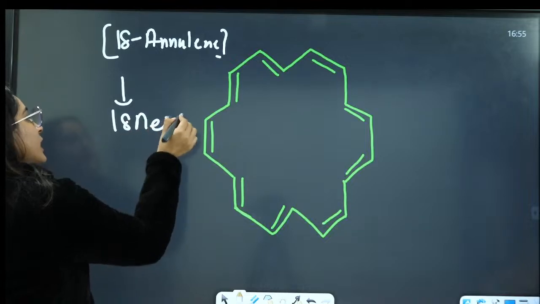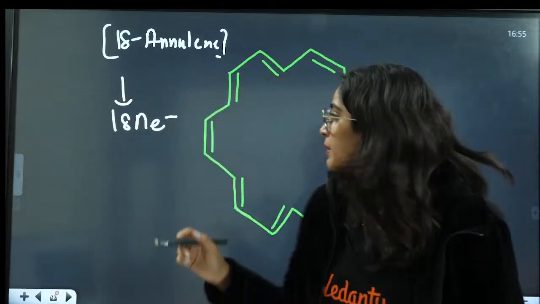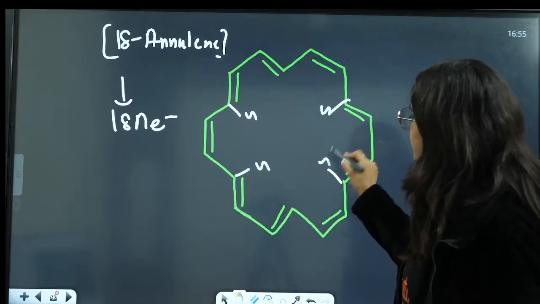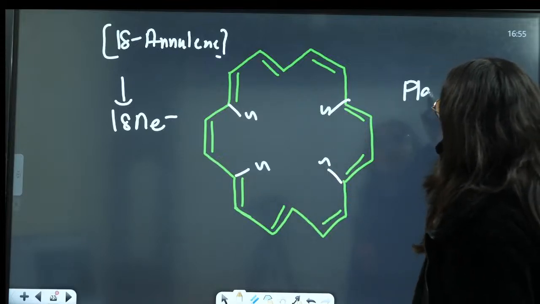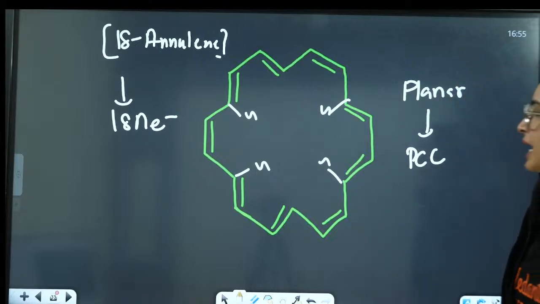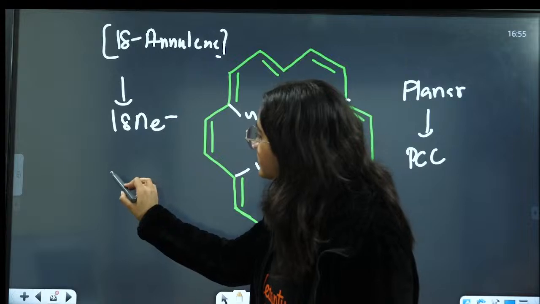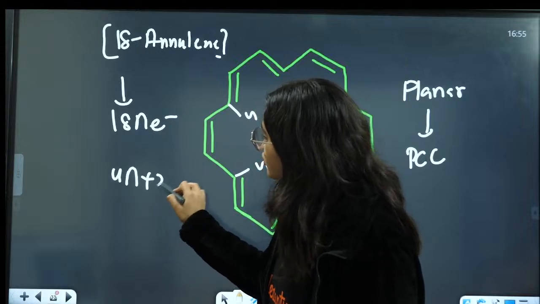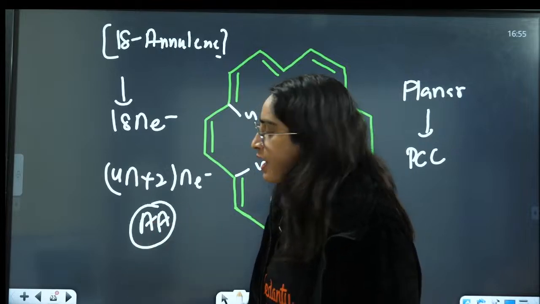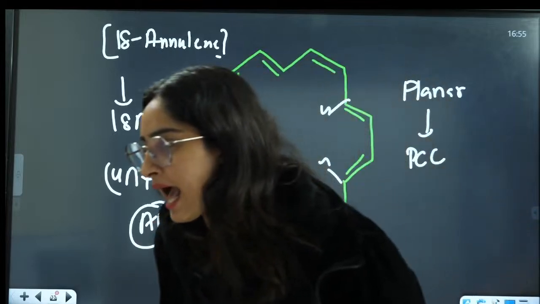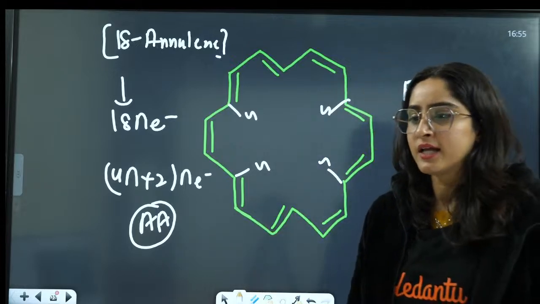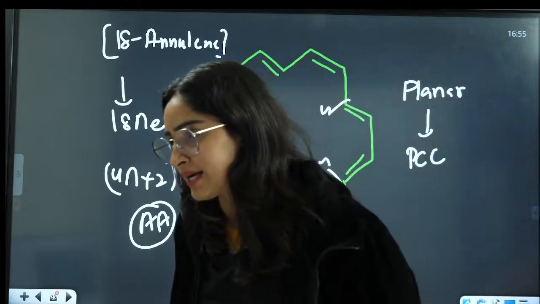And will this be planar? This will be planar. There is so much space, so no steric hindrance. So this will be planar, and it will follow PCC. And that is why we will say this is 4n plus 2 pi electrons, and that is why it will be anti-aromatic. This will be anti-aromatic, right? Understood?